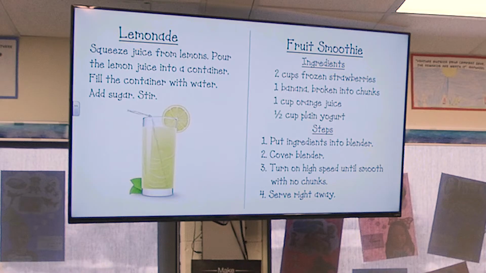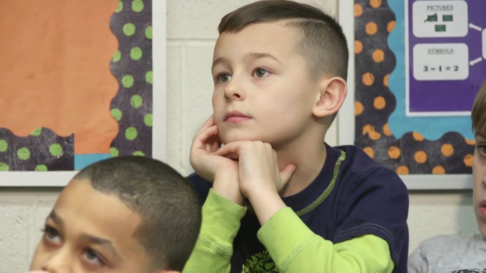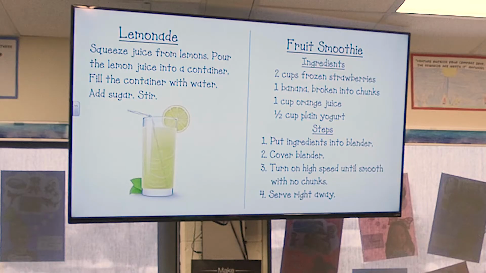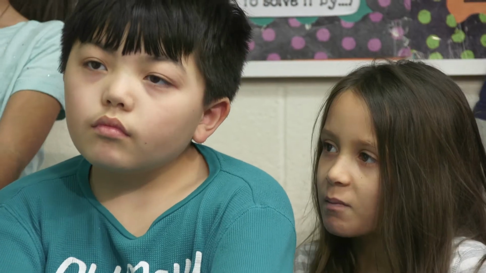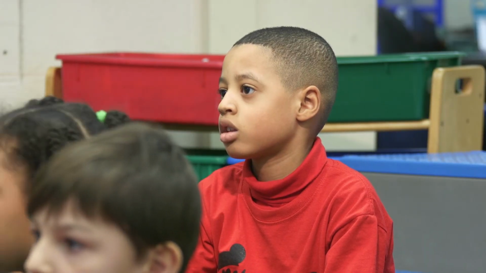Now let's look at my smoothie recipe. A fruit smoothie. There's a title that says ingredients, and I have numbers on it, first off, right? I see 2 cups of frozen strawberries, 1 banana broken into chunks, 1 cup of orange juice, a half cup of plain yogurt. So it tells me what I need. Then it gives me steps. 1, put ingredients into a blender. 2, cover the blender. 3, turn on high speed until smooth with no chunks.